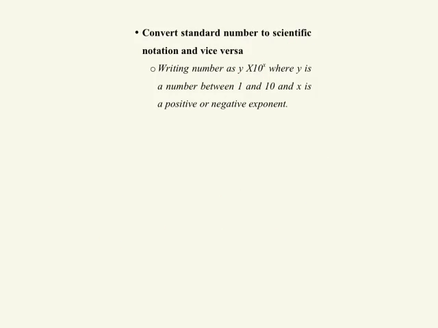Scientific notation. In scientific notation, the number is written as y times 10 to the x, where y is a number between 1 and 10 and x is a positive or negative exponent.